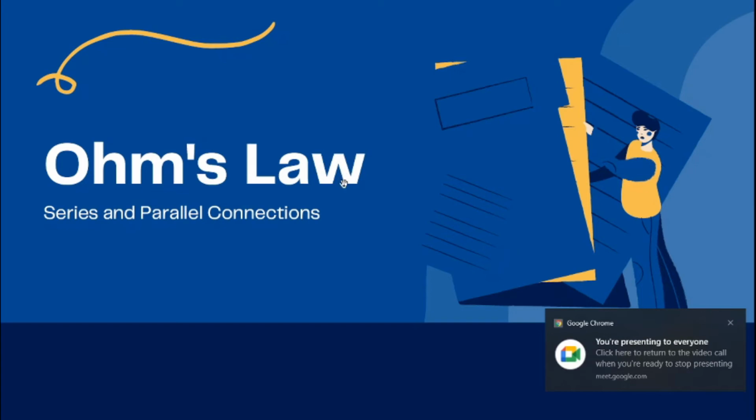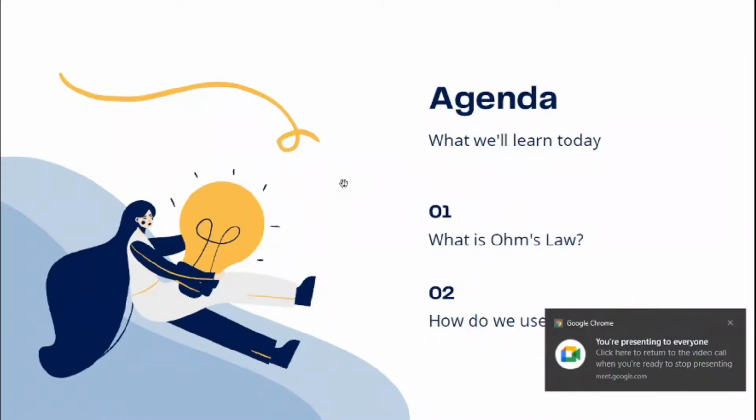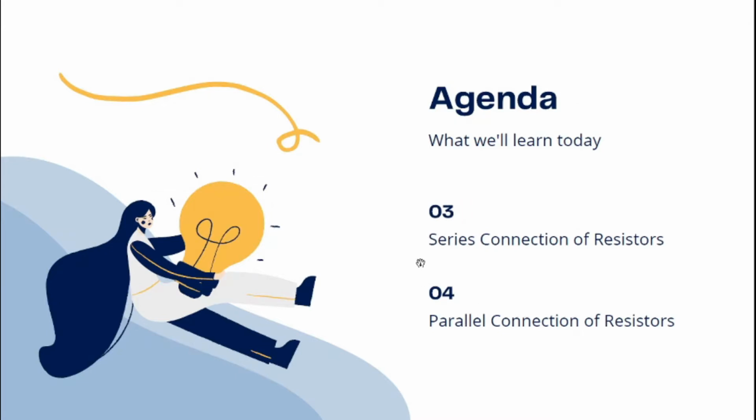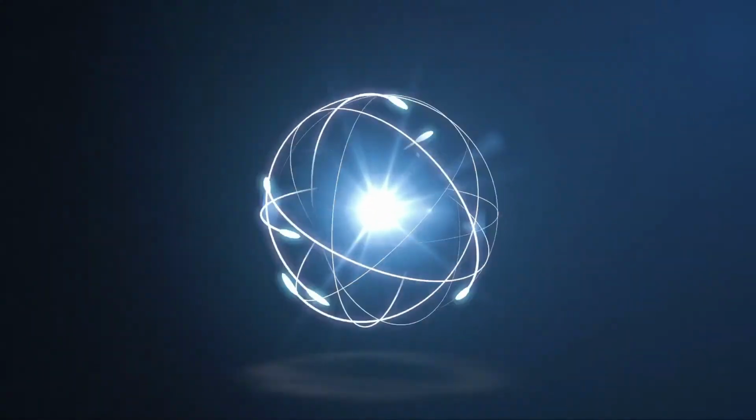So Ohm's law, series and parallel connections. So the agenda for today, we'll be talking about what is Ohm's law, ano ba yung Ohm's law na sinasabi natin, then how do we use it, paano natin magagamit ito. Third is on series connection of resistors. So last time we talked about resistor color coding. So right now, pag-usapan naman natin series connection of resistors as well as parallel connection of resistors.